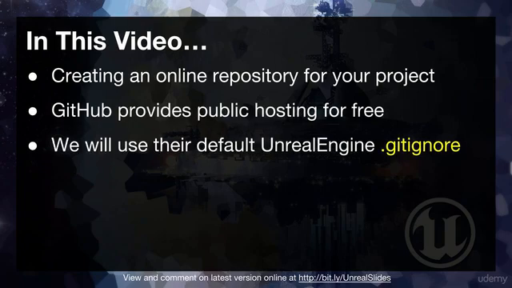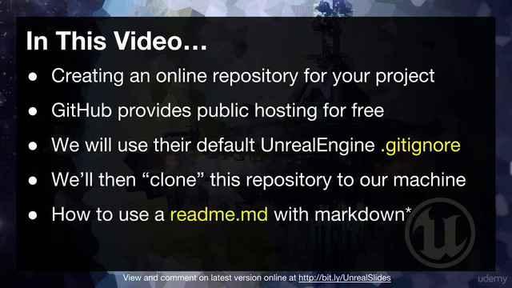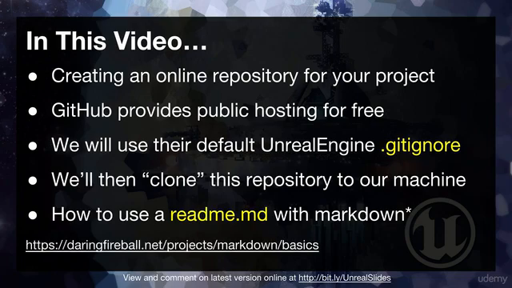We'll use a default Unreal Engine gitignore file rather than writing it ourselves from scratch. We'll then clone what we made on the web down to our local machine. And as I said, I will show you how to make a readme.md file with something called Markdown. That is a simple language that's like an HTML simplification, and there's a link there you could follow to find out more about Markdown.